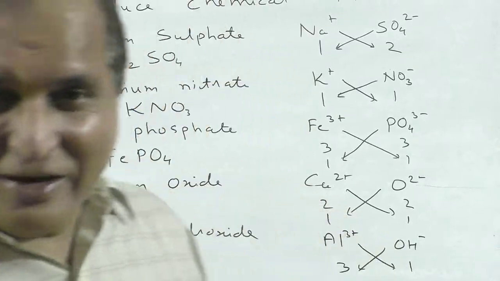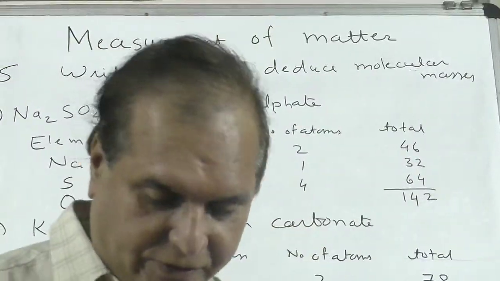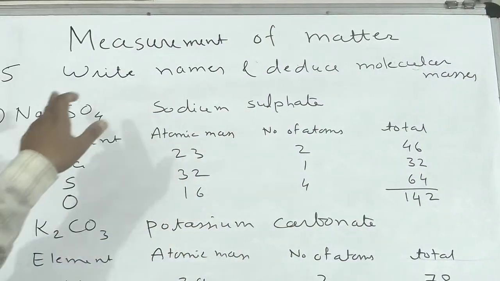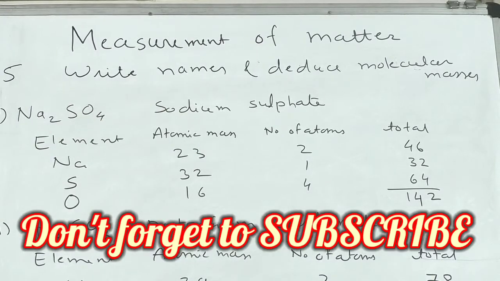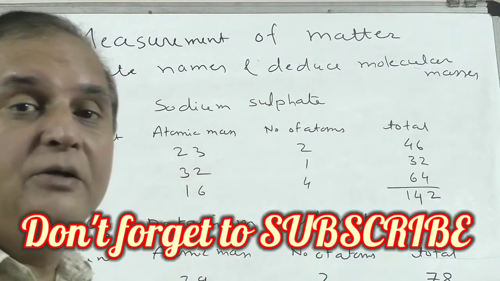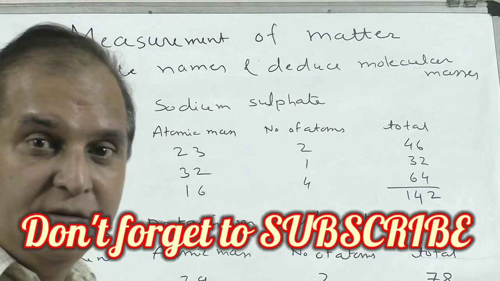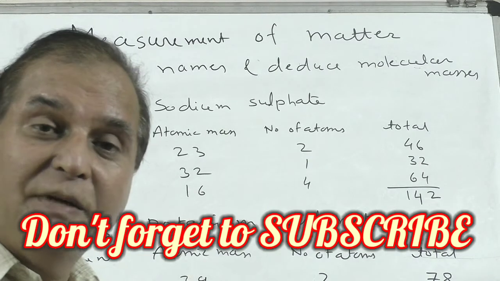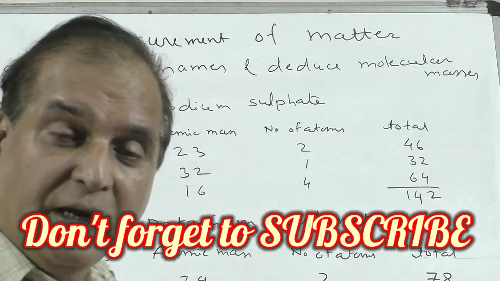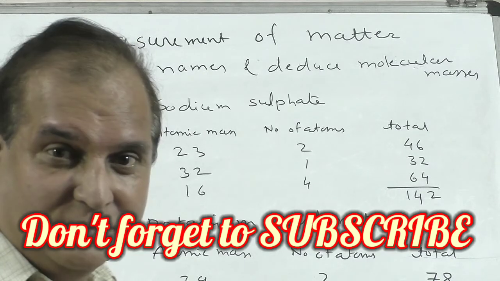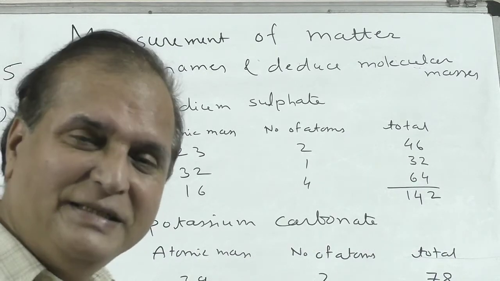We'll go ahead. Question 5. You have to write the name of the compound given and deduce its molecular mass. Here I am not doing all of them, I am just explaining, and you have to do the rest for homework. It is very simple.